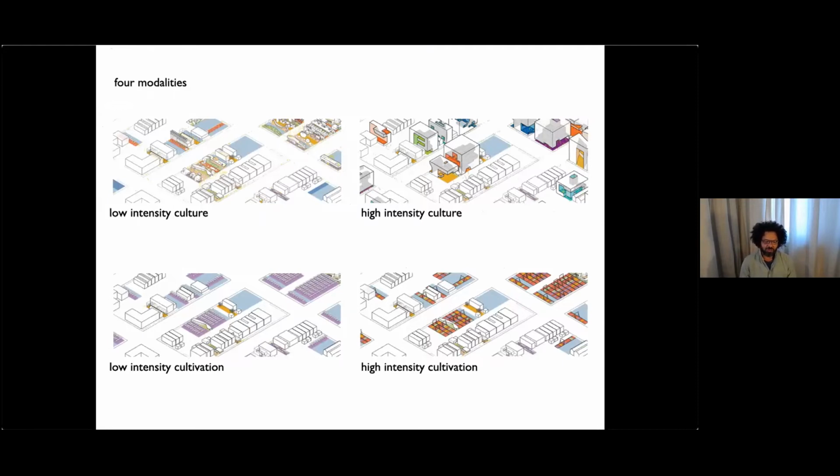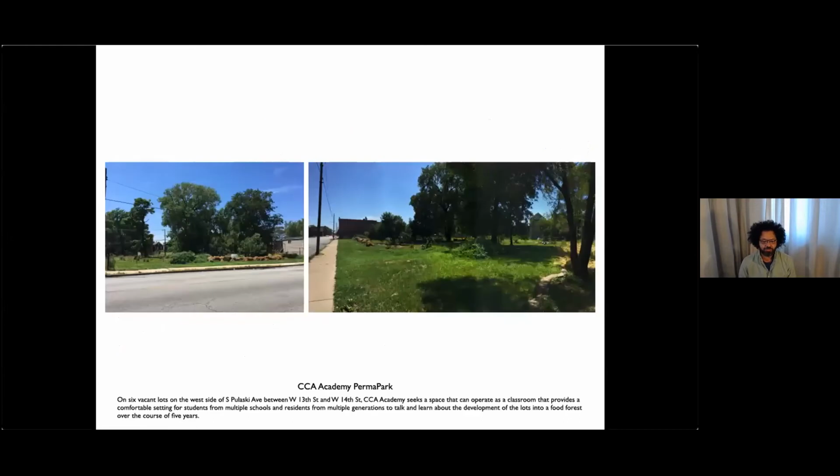Some based on levels of intensity of perhaps investment. So there's low intensity culture, which is primarily surfaces, high intensity culture, which are the buildings. And then low intensity cultivation might be more of a grove, and high intensity cultivation more farming. And then I really started to focus at that point on trying to realize a set of spaces.